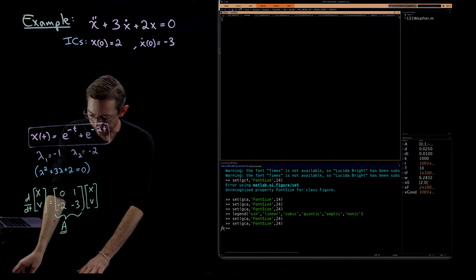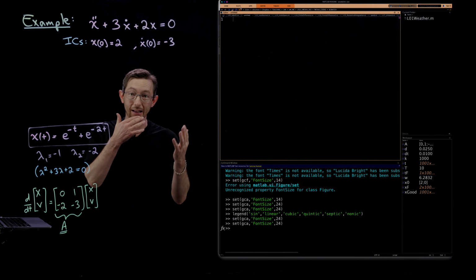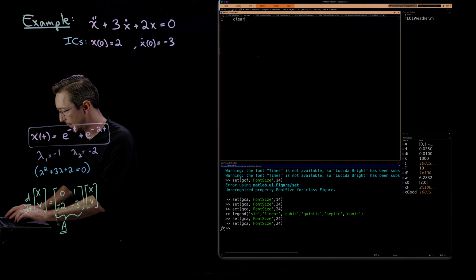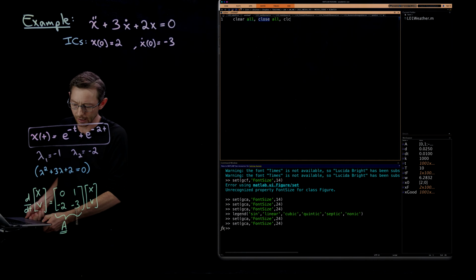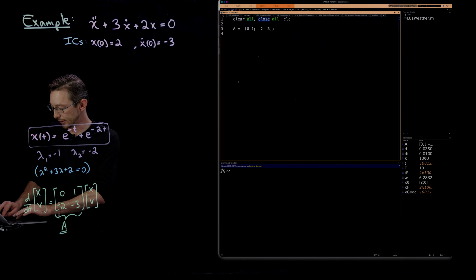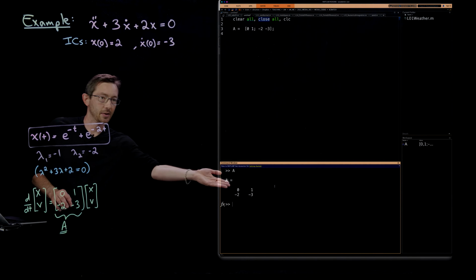Good. So I think what I want to do now is just code up this example, plot some stuff and convince you that these eigs are the same. So first thing I'm going to do: clear all, close all, clc. And maybe I'm going to just create my A matrix. So A equals [0 1; -2 -3]. Okay, that's my A matrix. Let's see if it runs. Okay, this is A.